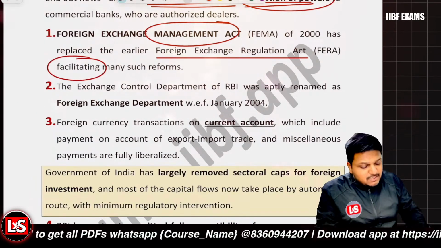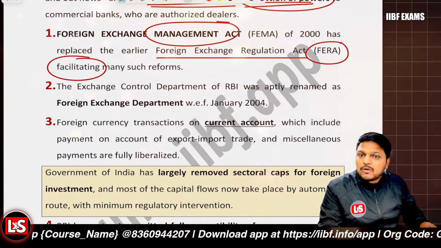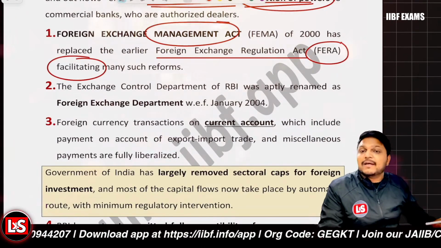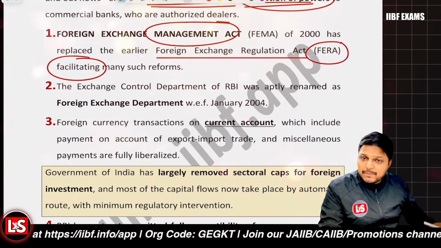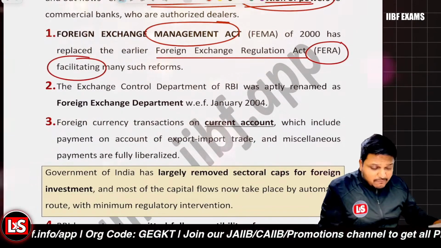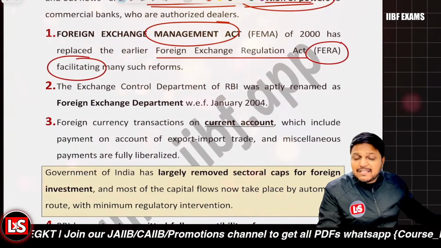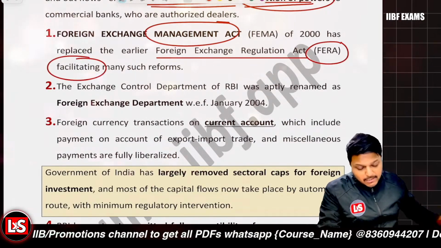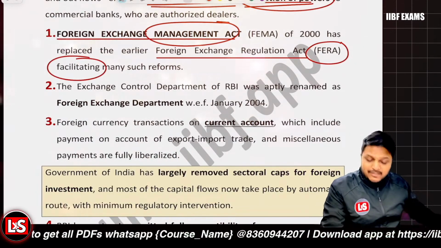FERA was basically concerned that we are to conserve the forex with us, but FEMA is about facilitating forex exchange. We are to facilitate external trade, right? If we talk about FEMA, it is liberal and facilitative, but FERA was restrictive. It was control oriented. So FEMA is basically a market friendly foreign exchange regime, we can say.